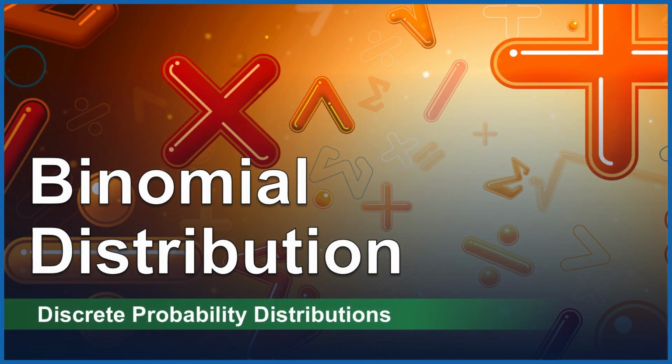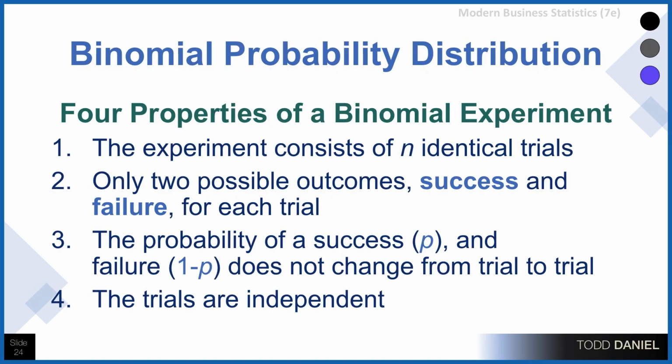And a binomial distribution is different than a bivariate distribution. Binomial is referring to the number of outcomes. So we use a binomial distribution when there are only 2 outcomes available.